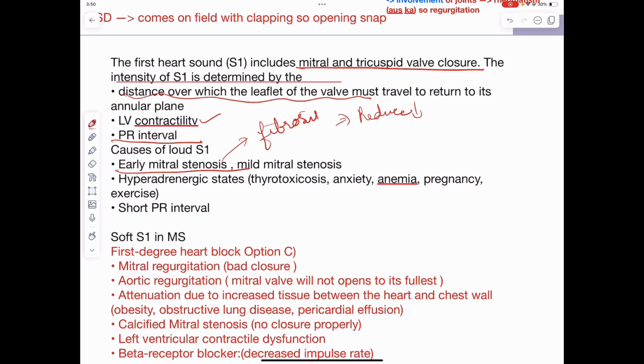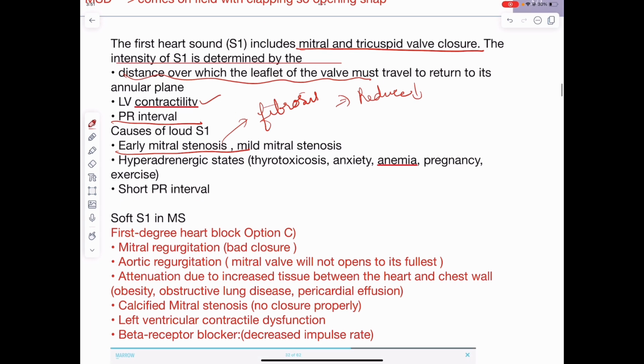So therefore we are here saying early mitral stenosis, mild mitral stenosis, and hyperenergetic states. That is when we have hyperdynamic circulation, as in thyrotoxicosis, anxiety, anemia, pregnancy, and exercise. And when we have a short PR interval, then everything is happening very fast, and when everything is happening very fast, it will produce a loud sound. Now soft S1.